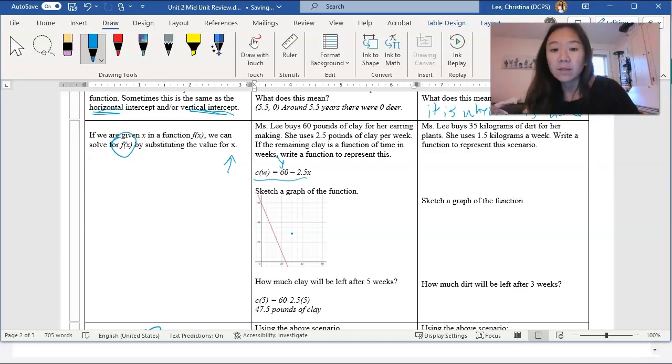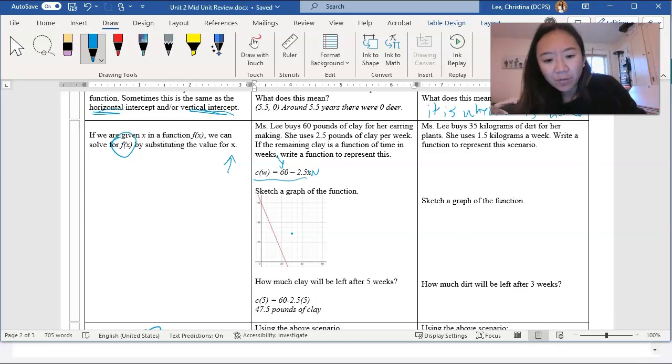Right, after 1 week, then I would have 2.5 pounds less. After 2 weeks, I would have 5 pounds less. 7.5, and so on and so forth, okay? So as the weeks change. This should actually be either C of x or a W here. That's confusing. I apologize for that.